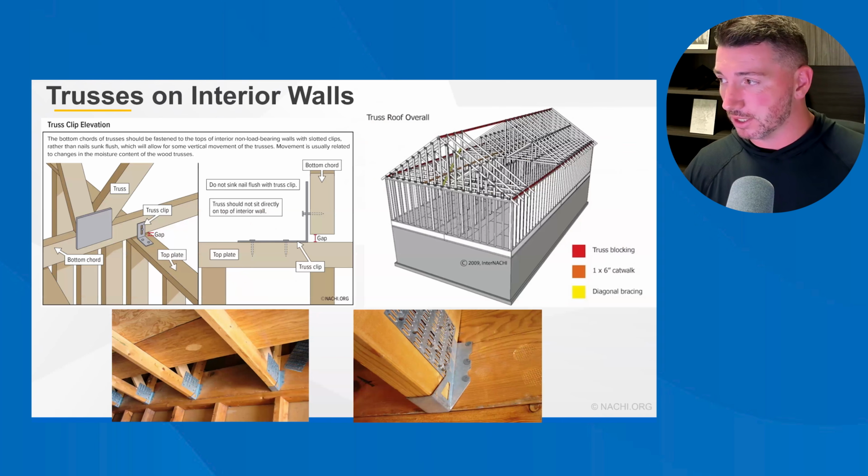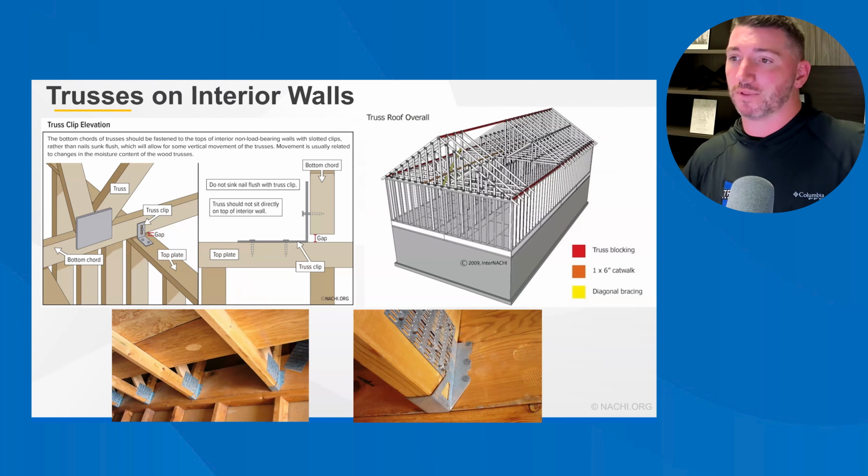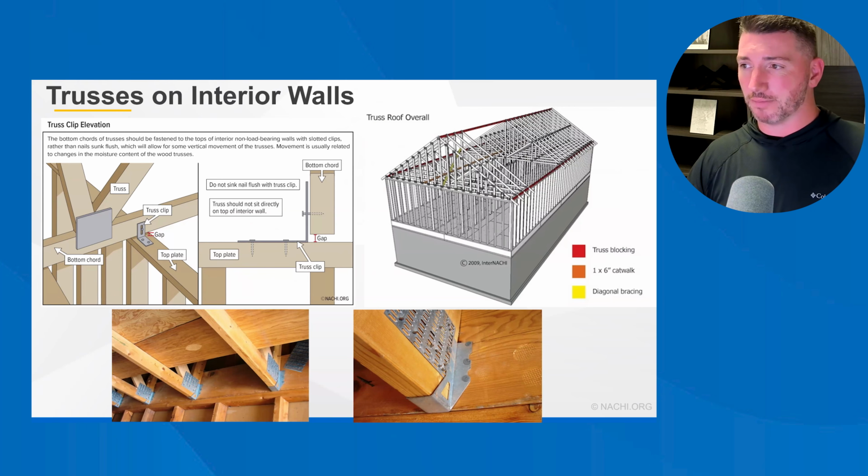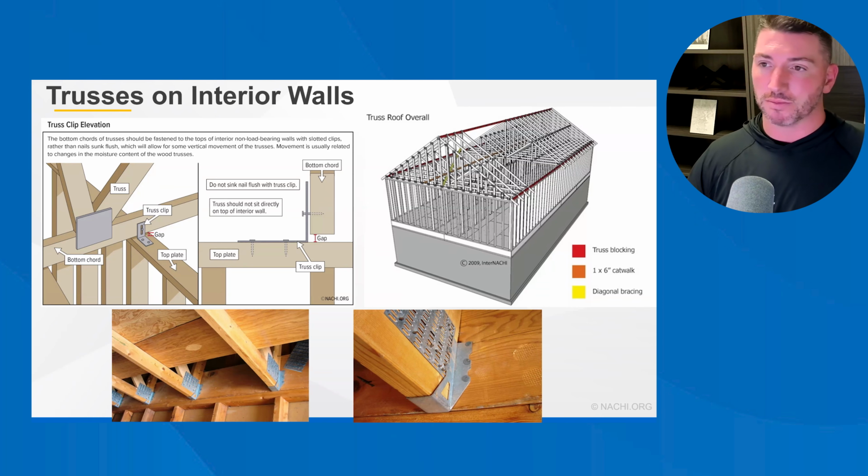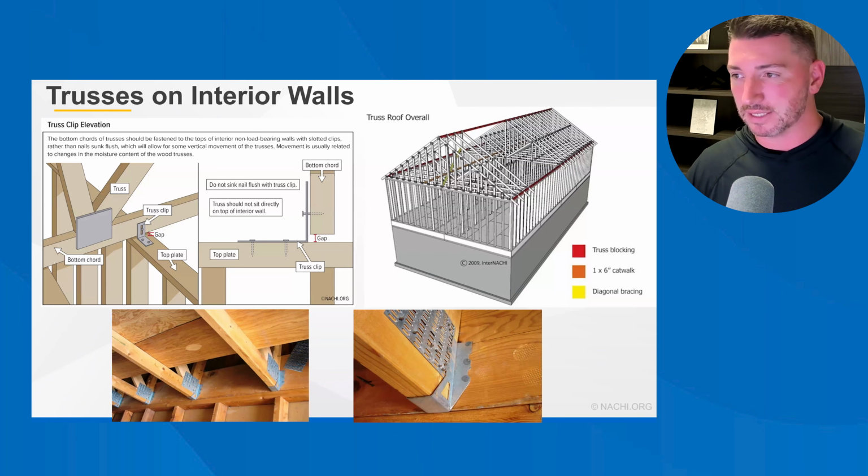You can have trusses on interior walls. The bottom cords of trusses should be fastened to the tops of interior non-load bearing walls with slotted clips rather than nails sunk flush, which will allow for some vertical movement of the trusses, right? If you have a nail just driving down into something, it's a smooth shank nail, framing nail. It has a tendency to back out with expansion and contraction. Movement is usually related to changes in the moisture content of the wood trusses. And again, expansion and contraction causes movement, and you end up with things pulling apart from one another if they're not fastened in correctly.